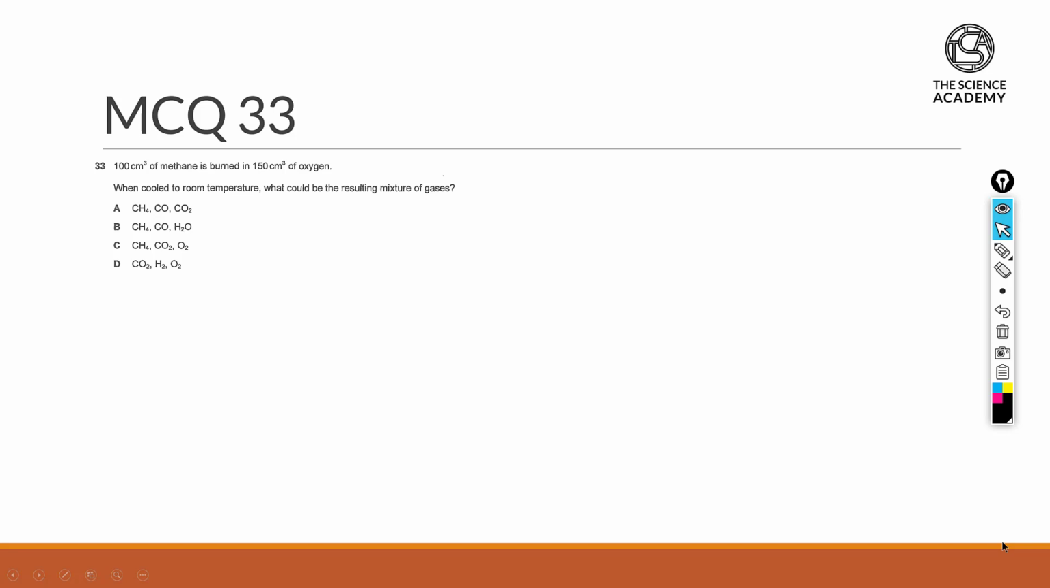Starting off with an organic question in MCQ 33. This is a very important question that requires you to write an equation. So we have methane, which is a member of the alkane homologous series with the formula CnH2n+2, whereby meth represents n equals 1, with the molecular formula of CH4.